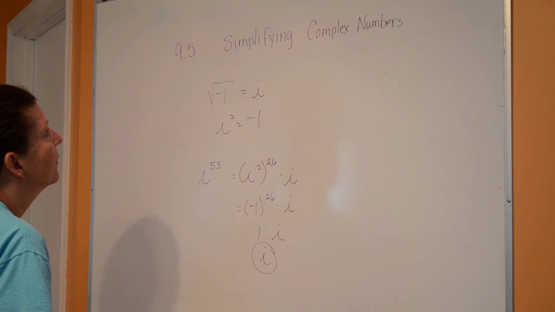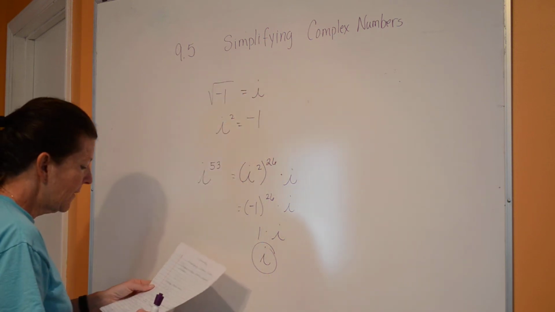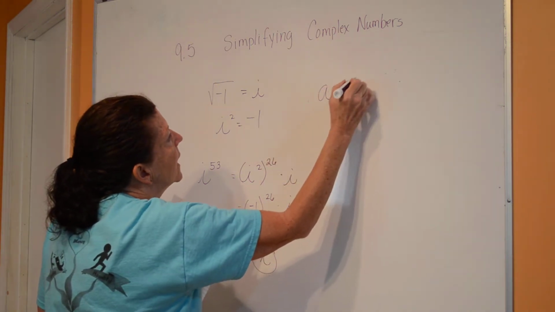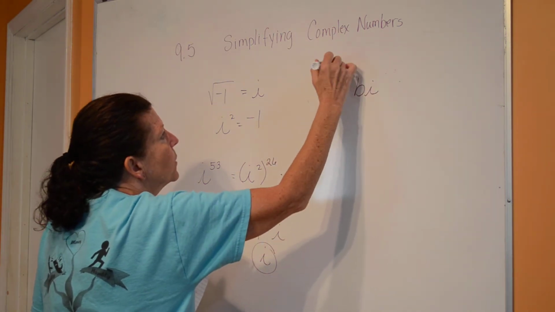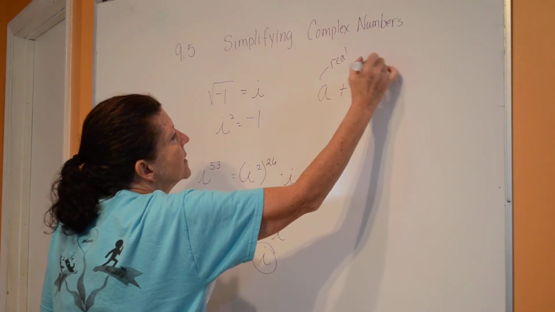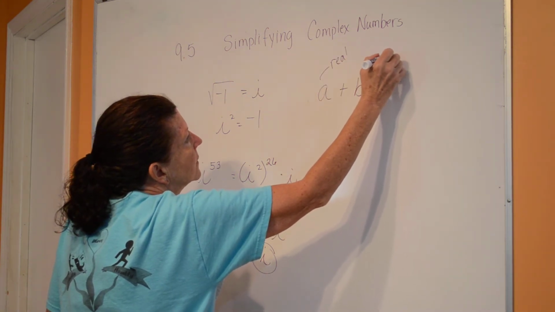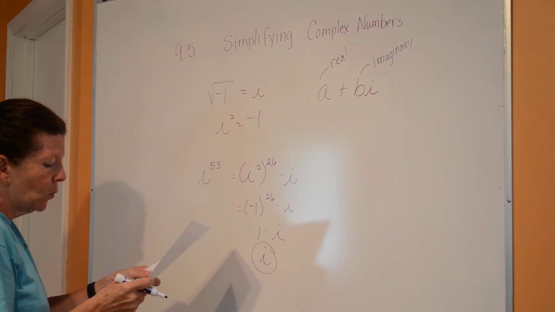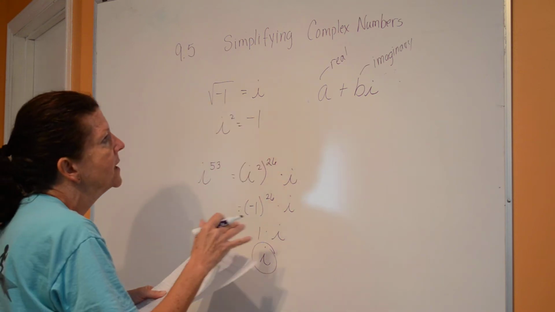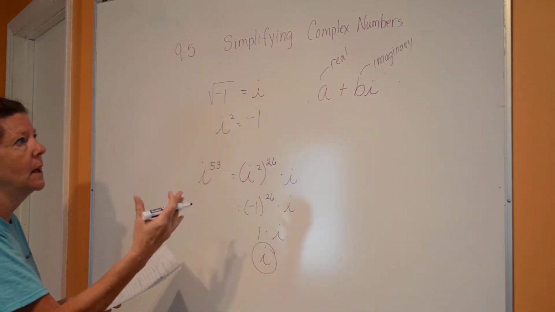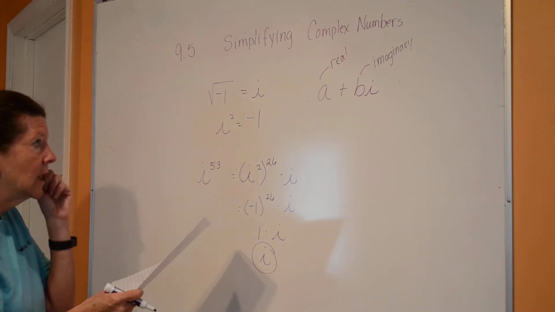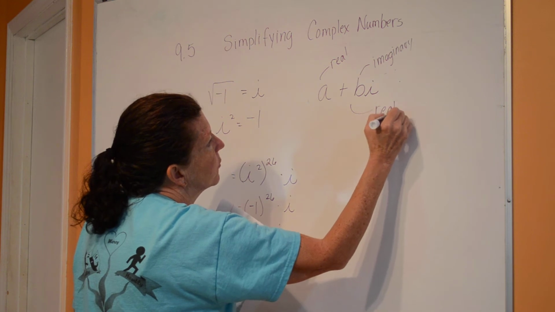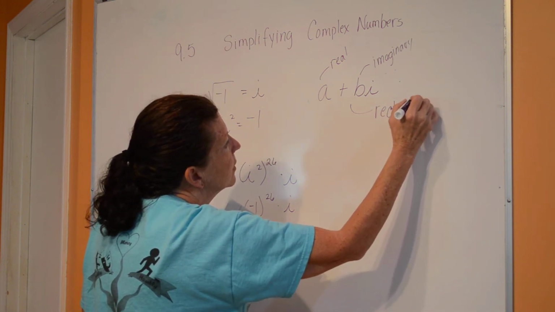When you have a complex number, you have a combination of a real number and an imaginary number. This is the real part. This is the imaginary part. I also probably should say that this is in rectangular form. Eventually we're going to change this to polar.